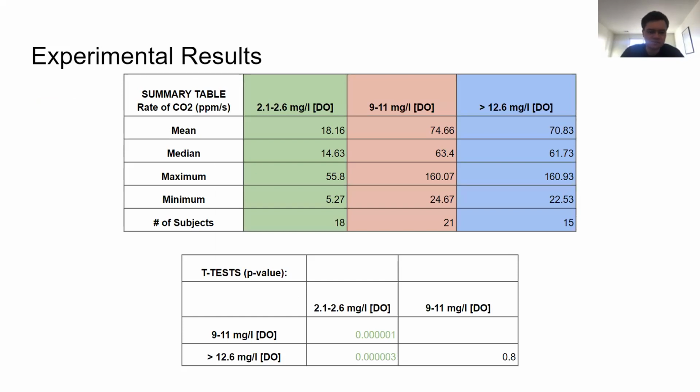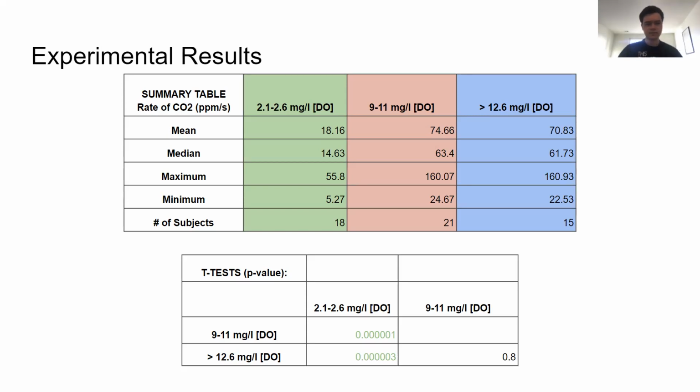In reference to our results, this summary table shows the central tendencies, the maximum and the minimum of the rate of CO2 production in parts per million per second for our 3 conditions. The data from the 2 levels of 9 to 11 milligrams per liter of DO and greater than 12.6 milligrams per liter of DO are almost identical in relation to all the parameters. The mean, the median, the maximum, and the minimum are all very similar. In contrast, our level of 2.1 to 2.6 milligrams per liter of dissolved oxygen had noticeably and significantly lower values for each property. These trends also held true in the t-test.